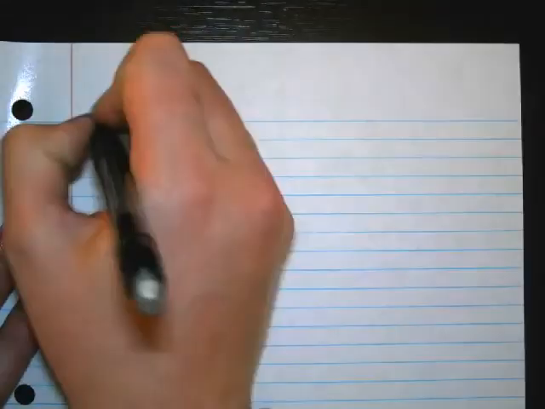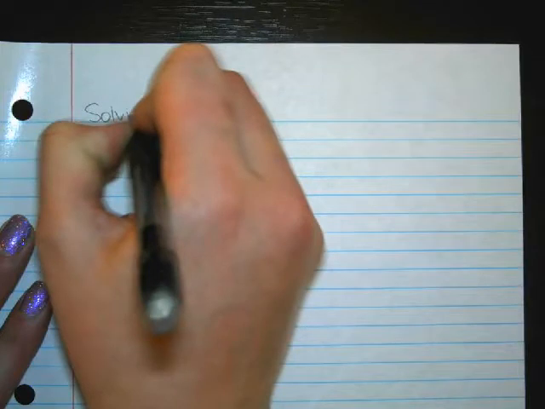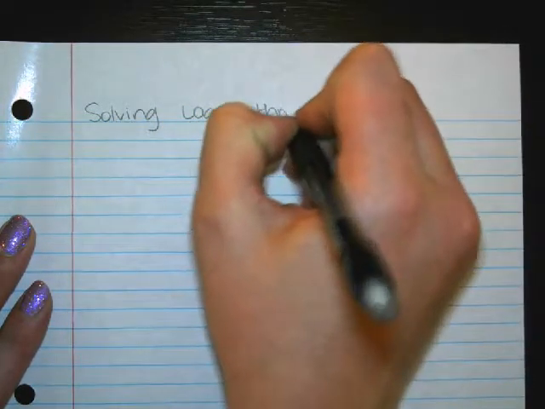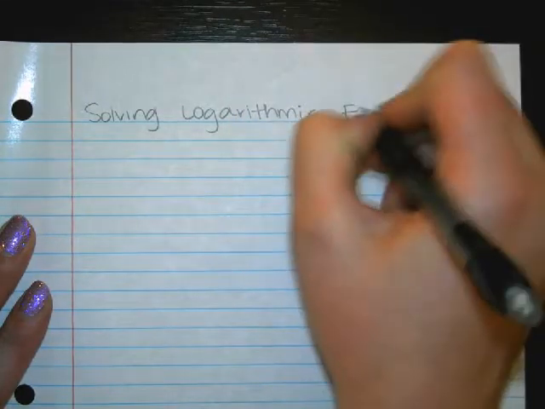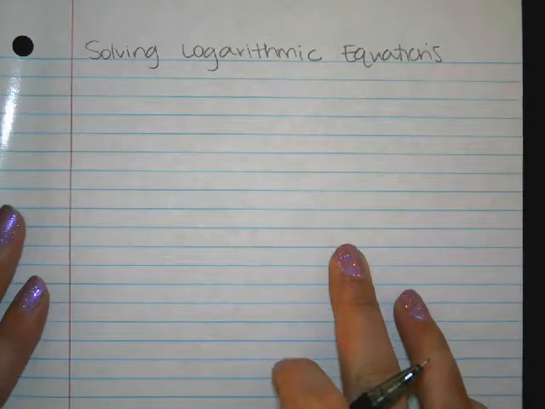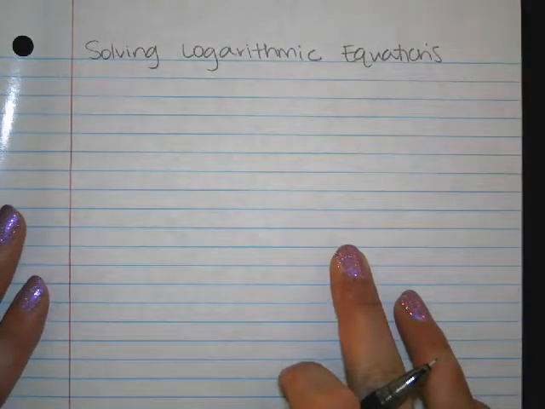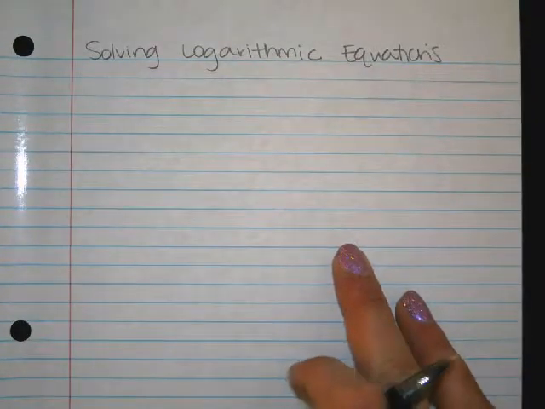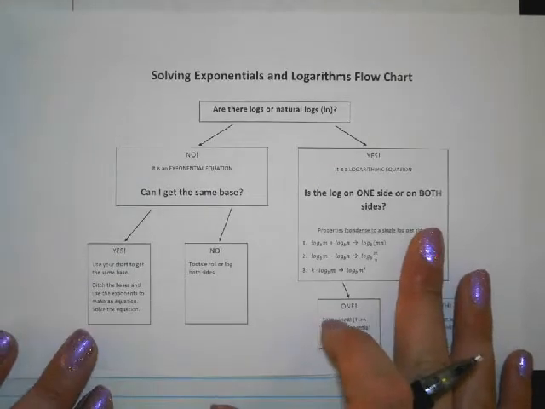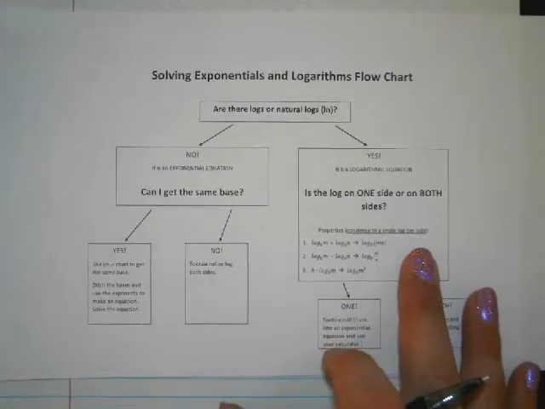All right, on your sheet of paper, go ahead and write solving logarithmic equations. Solving logarithmic equations. The little half sheet that I gave you is a little flow chart you can work your way through if solving these equations gets confusing for you.